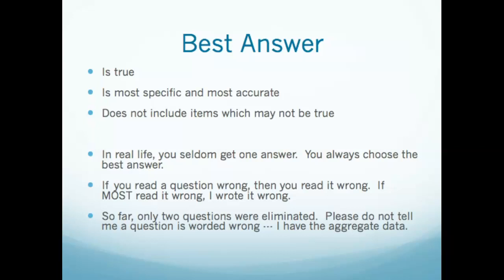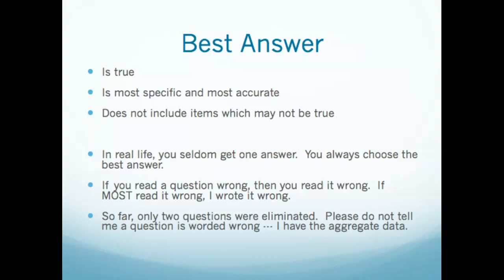If you read a question wrong, then you read it wrong. If most read it wrong, then I wrote it wrong. Let me say that again. If you read a question wrong, then you read it wrong. If most everybody in the class read it wrong, then I wrote it wrong. And I'll know that because I have the aggregate statistics on every question that I put out there. So far this term, I have eliminated two questions because the vast majority of people got those questions wrong. And I looked at them and said, okay, then in my estimation, it could have been misinterpreted to say this. Normally it's two factors. Most people missed the question, and most people selected an answer that could possibly be true.